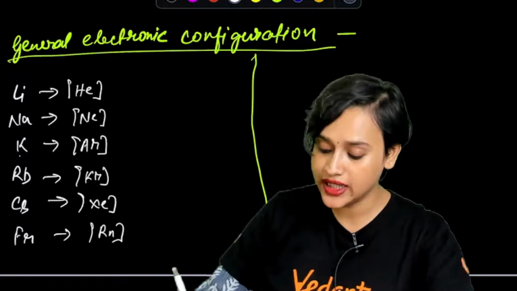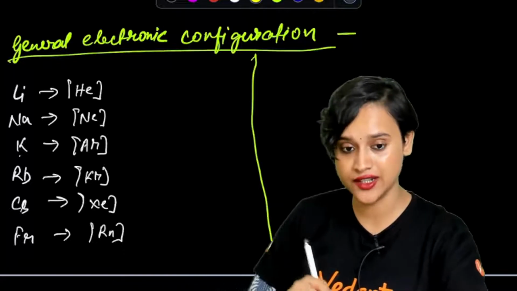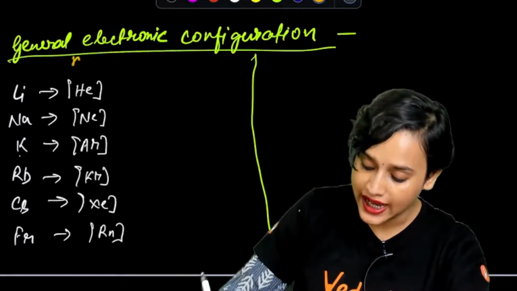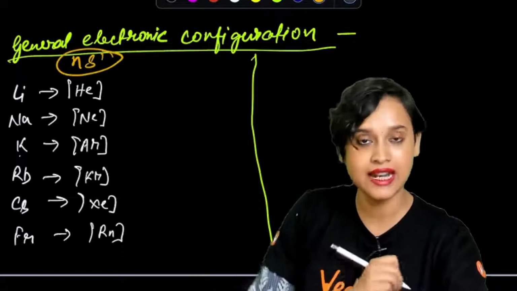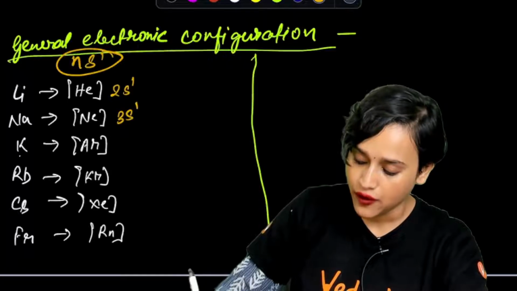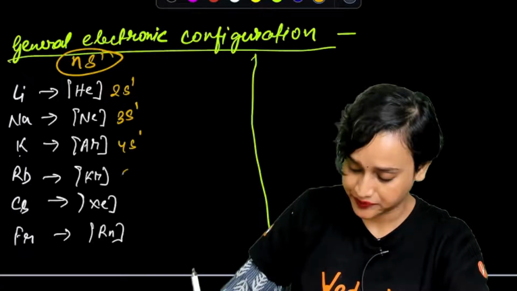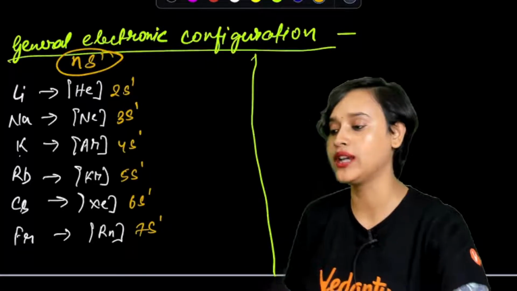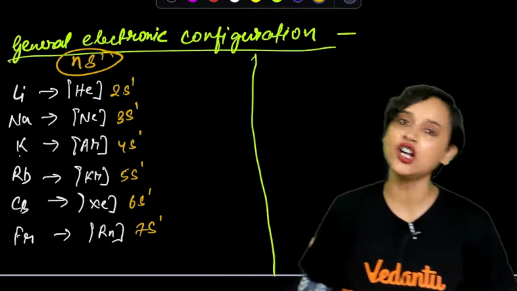And now what do we write? The general electronic configuration for this group is ns1. So what do we write here? 2s1, 3s1, 4s1, 5s1, 6s1, and 7s1. All right? Yes, that is your answer.